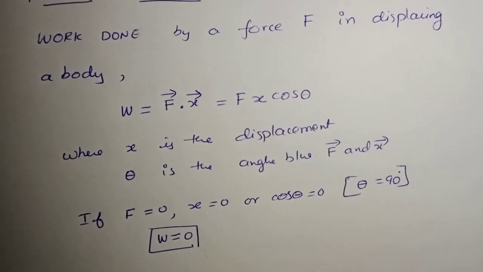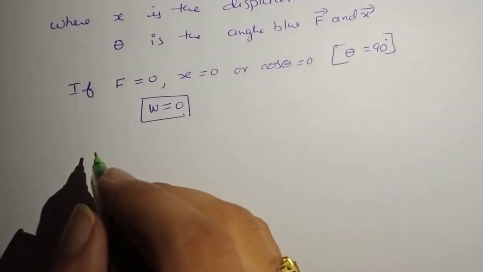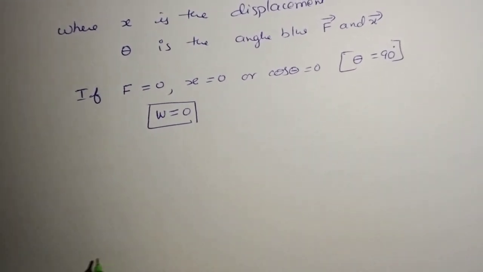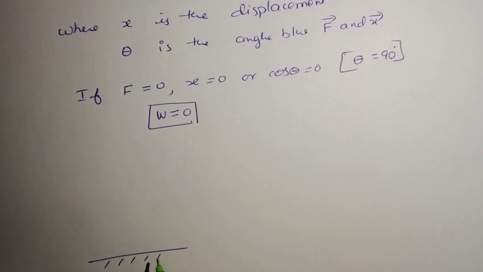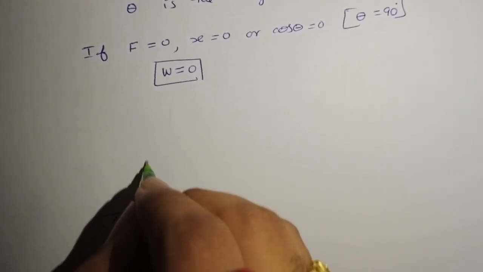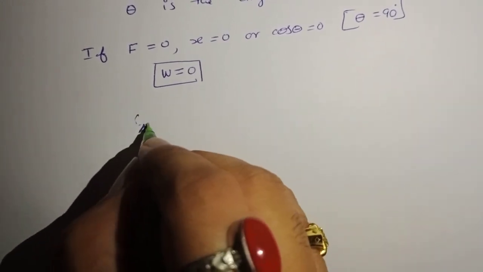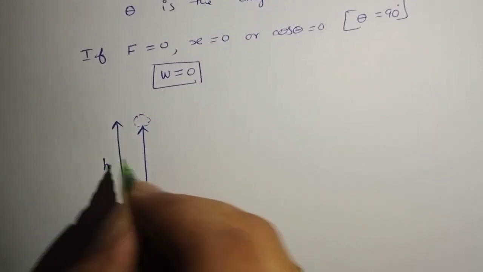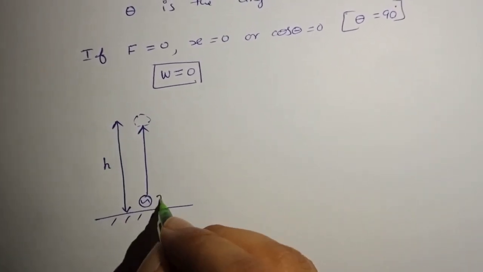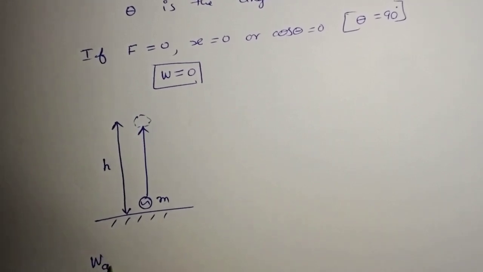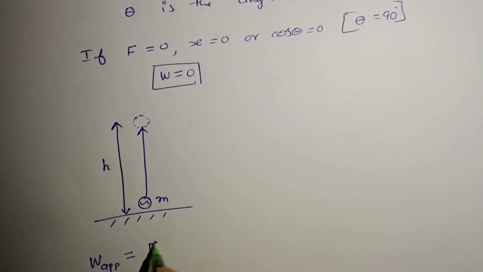Work done by a force can be negative or it can be positive also. Say for example, here there is an object, say there is a ball which is taken to a height h. Mass of the ball, let it be m. What is the work done by the applied force? Applied force, let it be mg.